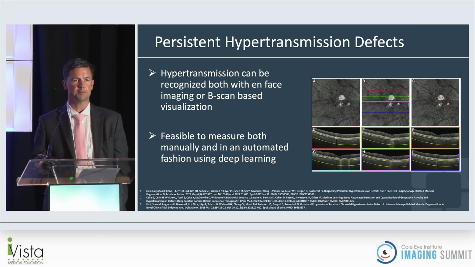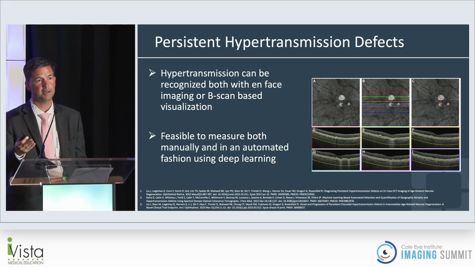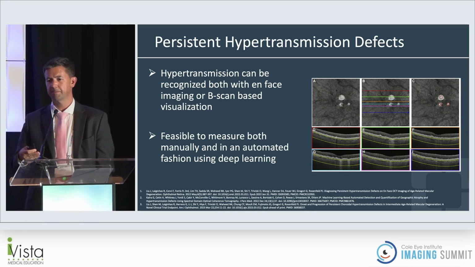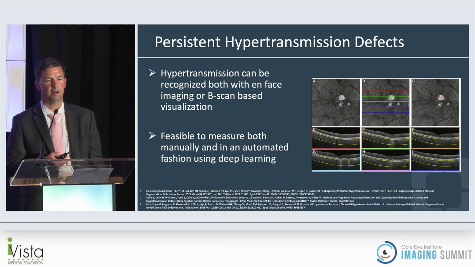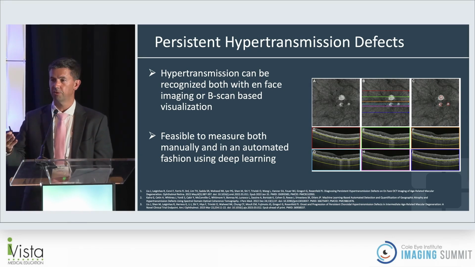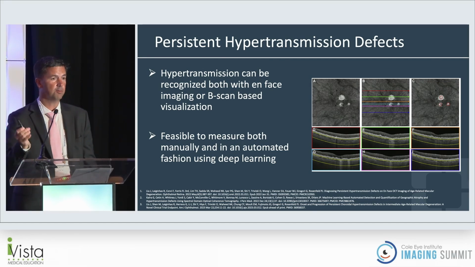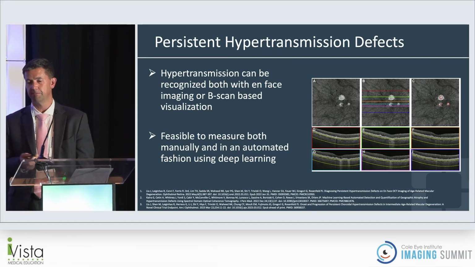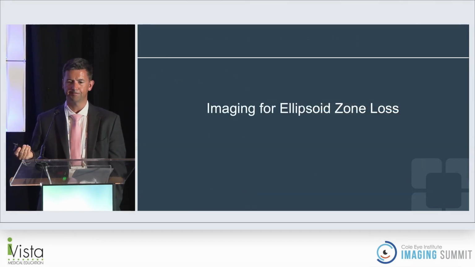What this hypertransmission does for a clinician is you can look at it from the en face side, but also as you're scrolling through. Sometimes, depending on the quality of the image, you may not be able to see it quite as much on the en face images, but you can when you're scrolling through and seeing that hypertransmission on the B-scan. And this can be measured manually, or now with deep learning algorithms as well, as you can see in an example here.